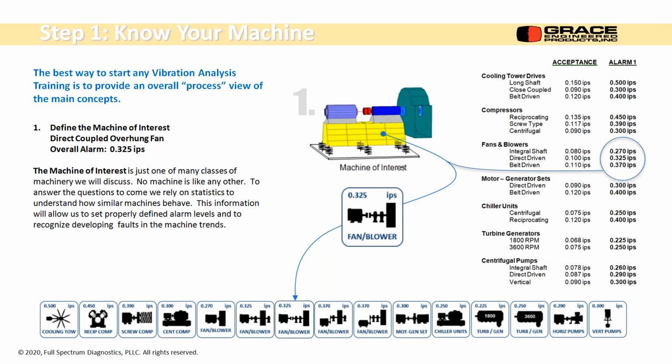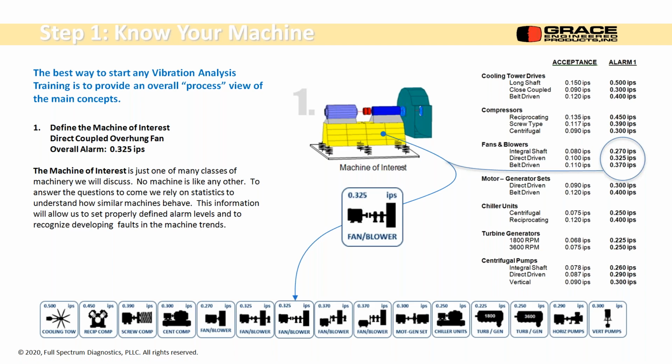What we have is a fan or blower. There's integral shaft, direct driven, and belt driven. We have a direct driven version of that, and the icons along the bottom show what all those machines look like in profile. This is our fan or blower unit. It's telling me that the vibration allowable level for this machine statistically is 0.325 inches per second. So this is a velocity measurement, and we're going to talk more about velocity, displacement, and acceleration in a minute. But this is the alarm level that would be set in the software system.